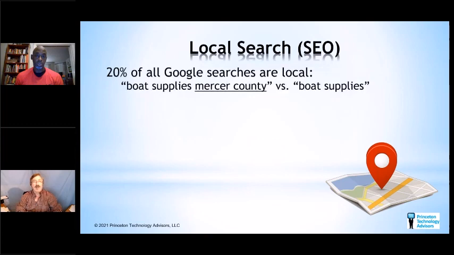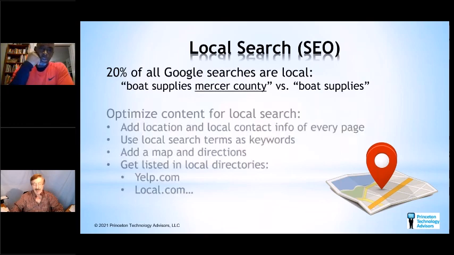More than 20% of Google searches are local. So here's an example: boat supplies, Mercer County versus boat supplies. And if you think about it, even if you started typing boat supplies, Google gives you more options. It might say boat supplies near me or boat supplies in Princeton. So Google knows that local searches are very relevant, because most of us, unless we have a certain type of business, are promoting ourselves to a fairly small region or local audience.